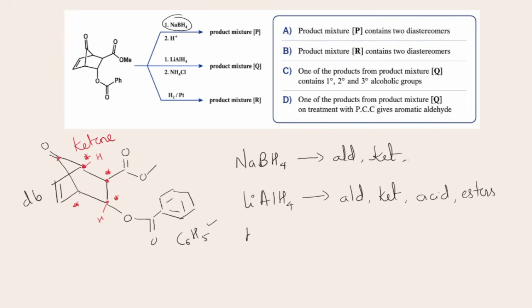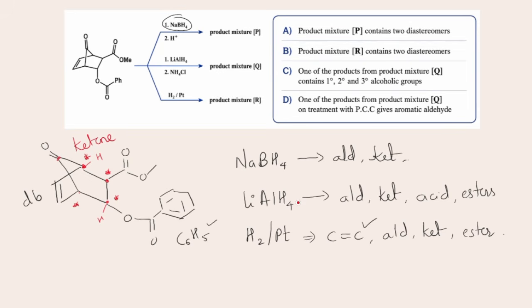Now, what about hydrogen platinum? You can call this a catalytic reduction, wherein it can reduce carbon-carbon double bonds, right? Also triple bonds, and it also reduces aldehydes, ketones, but not carboxylic acid, but it will reduce the ester. So with this much information, you can pause the video and try to solve this question on your own. If you're not able to solve it, don't worry. I'm here to explain how this question can be solved and you can choose the correct answer.